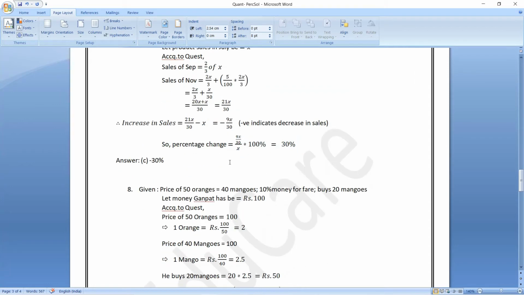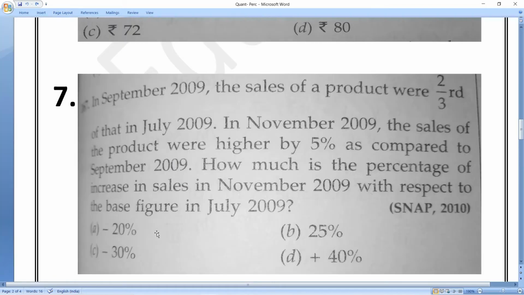So percentage change is 9x by 30 by x, that is the original sales in July, into 100%, that is 30%. So answer is option C, minus 30%. That is option C, minus 30%, means decrease in sales. Okay. Now next question, question 8.